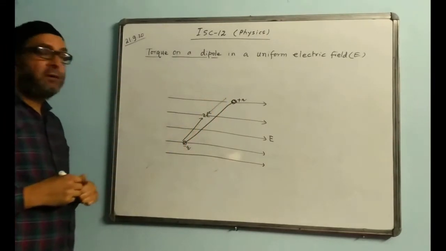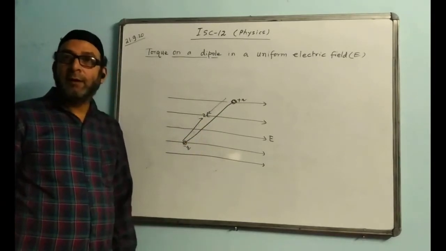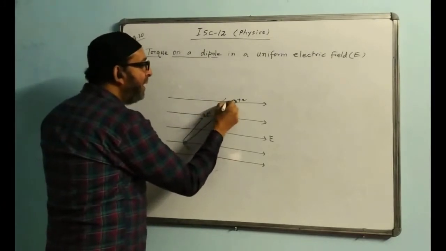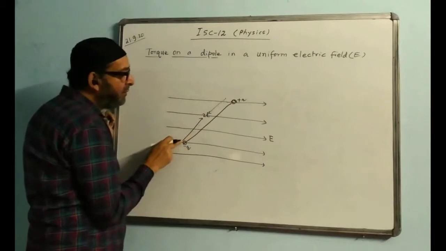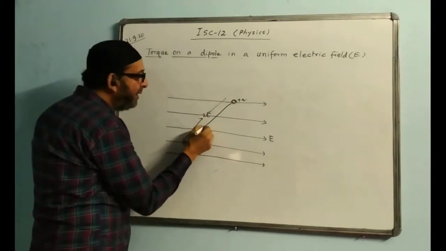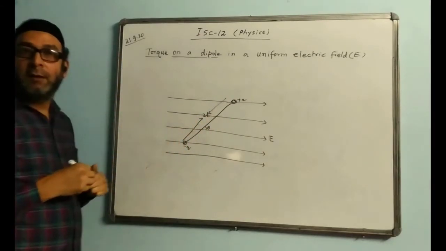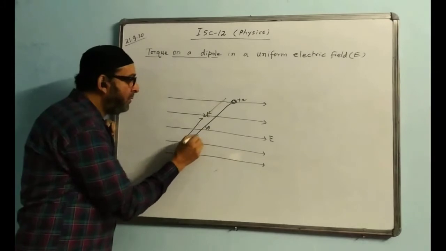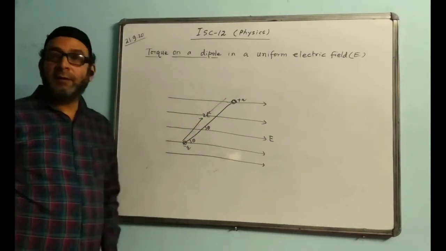The distance between the two charges, the length of the dipole, is taken as 2L. Here we are taking the angle between the axis of the dipole and the electric field as theta. This line is the axis of the dipole. Everywhere the angle is theta.